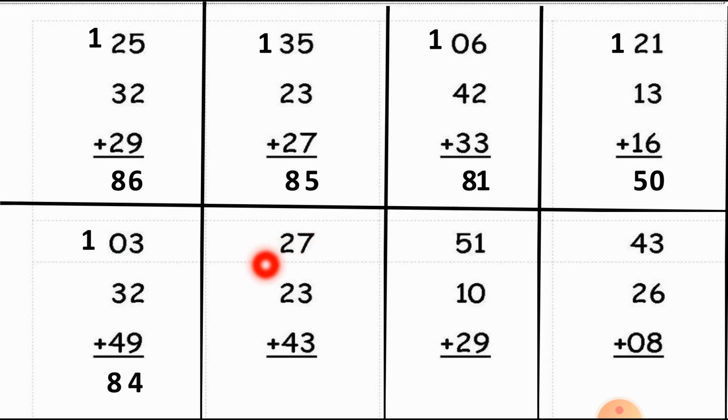Now the next one, which is 27, 23 and 43. In this, the ones column is 7, 3, 3. So the answer 13 will come in the ones column. Let's move the 1 as a carry forwarded number to the tens column. Let's add the tens column now. 1 plus 2 plus 2 plus 4, and the total of the tens column is 9. So here is our answer, 93.